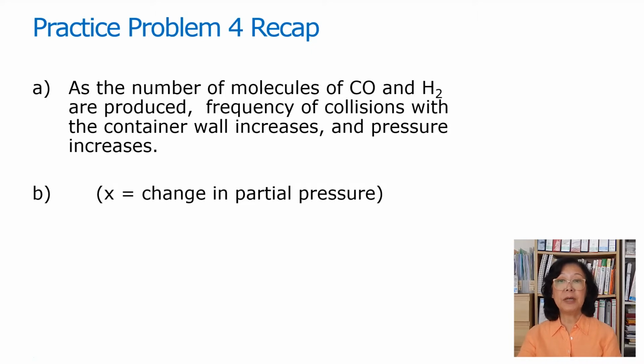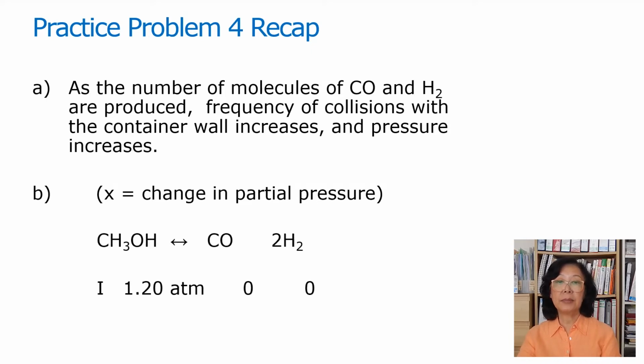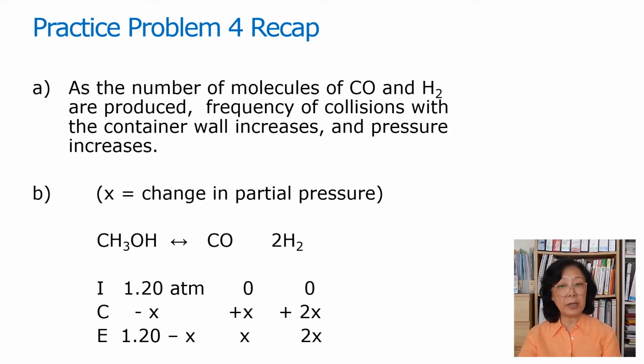In solving for the K, with X being the change of the concentration or the partial pressure of the reactant and the product, we start out with an ICE table of 1.2 atm for the methanol and nothing for the carbon monoxide and hydrogen. Now we take away X from the partial pressure of methanol and add X to the carbon monoxide and hydrogen. We have 1.2 minus X as the partial pressure of methanol, X for the partial pressure of carbon monoxide, and 2X as the partial pressure of hydrogen.